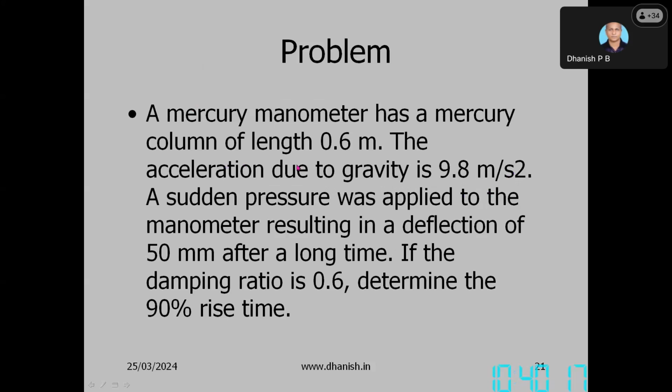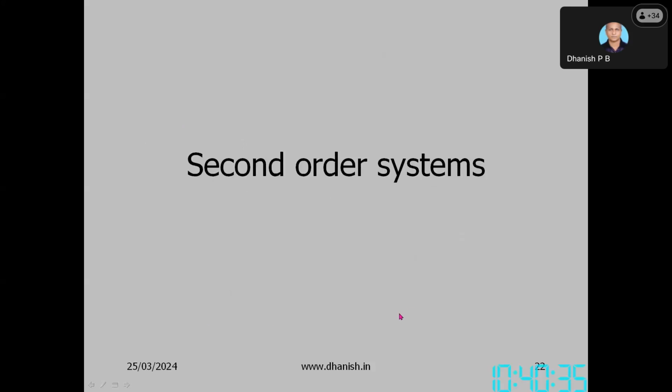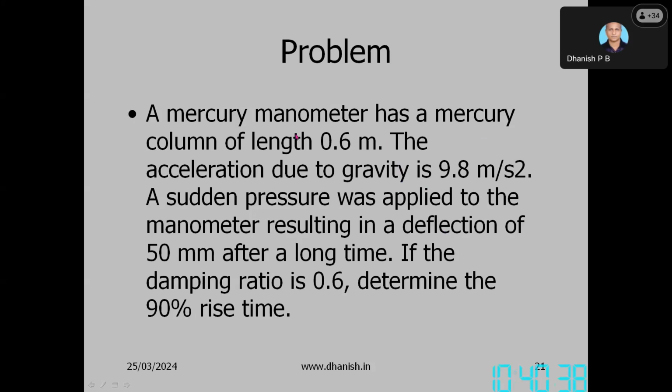The mercury manometer is a mercury column of length 0.6 meter. The acceleration due to gravity is 9.8 meter per second square. A sudden pressure was applied to the manometer, resulting in a deflection of 50 mm after a long time. So this is the final value. The damping ratio is 0.6, determine the 90% rise time. So very similar. Of course, you have to find the natural frequency of the manometer, which you have learned in the previous class. How to calculate the natural frequency.